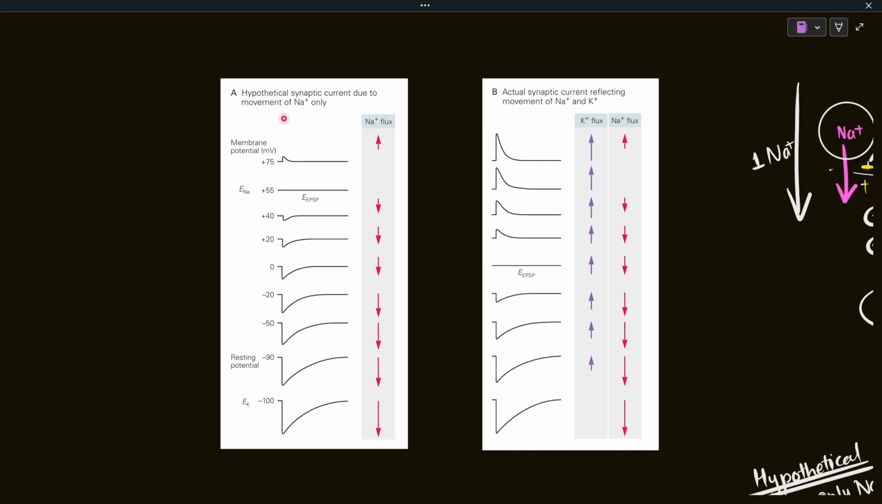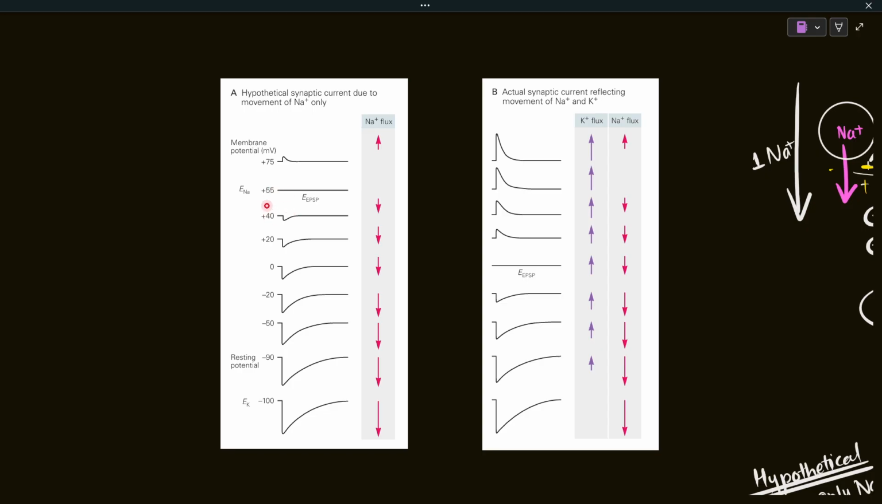Okay, so in the hypothetical scenario, when I set the membrane potential to plus 55 millivolts, this means there will be no current, no sodium flux. There will be no movement of sodium ions since the current is zero. I_Na is zero at the 55 millivolt potential.